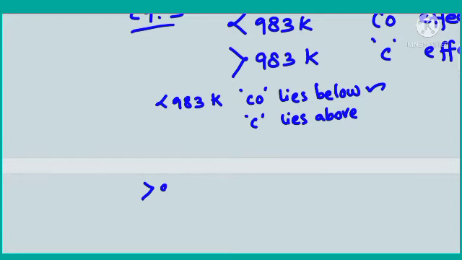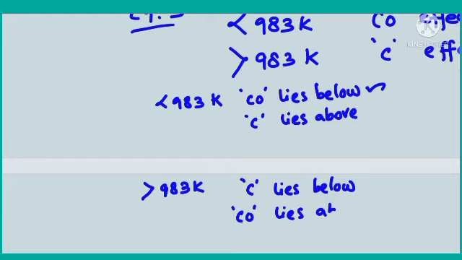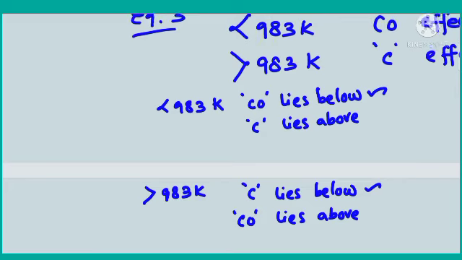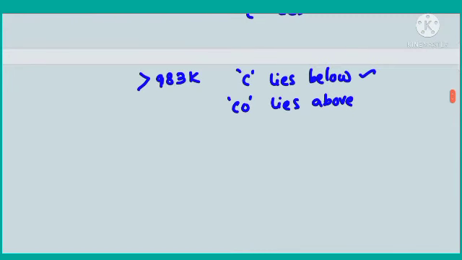Then above 983 Kelvin, that is to the right of the intersection point, the carbon line lies below and the carbon monoxide line lies above. So above this temperature, that is greater than 983 Kelvin, carbon is an effective reducing agent. So this is another example from which we can understand the suitable temperature range for carbon and carbon monoxide, which can act as a reducing agent for reducing metal oxides. Let me finish with one more example.